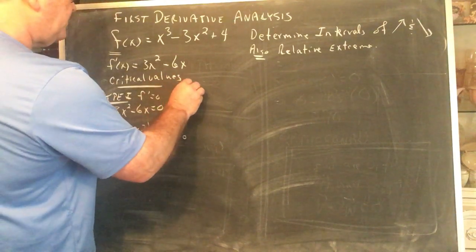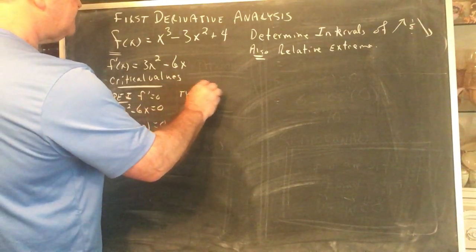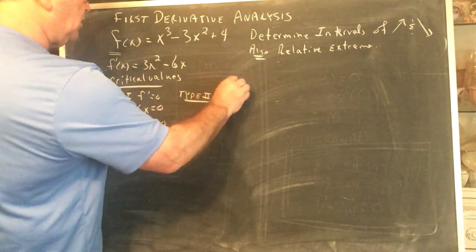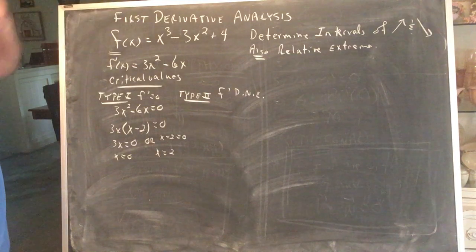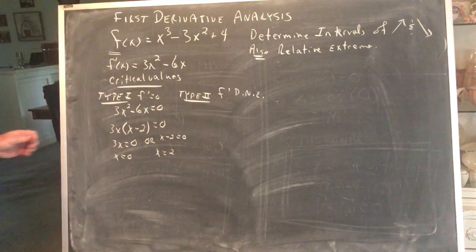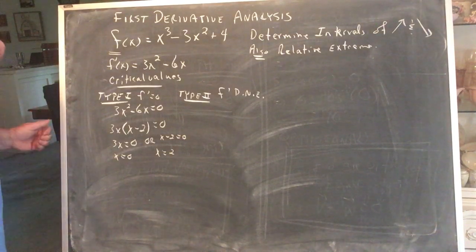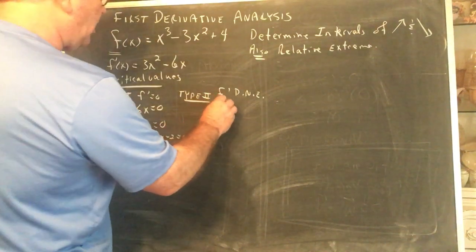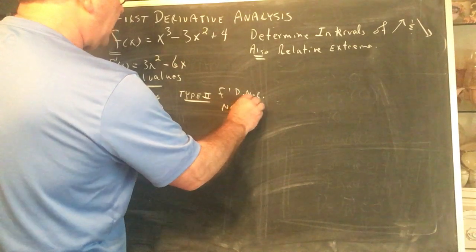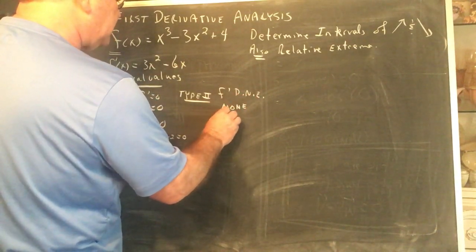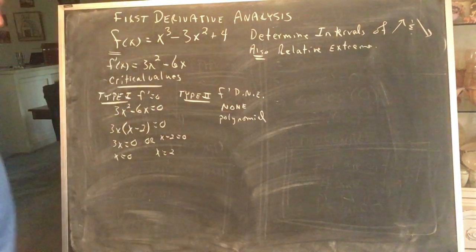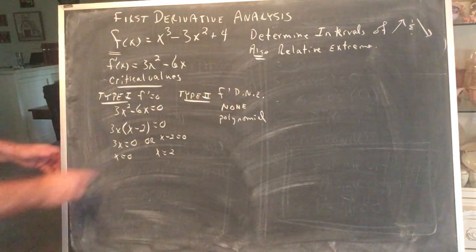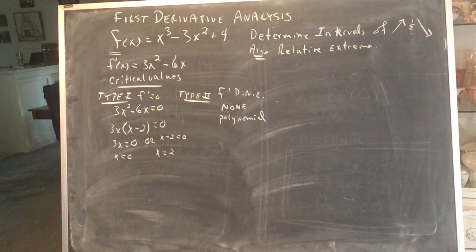Type 2 is where the derivative does not exist. Because this is a polynomial, the derivative is a polynomial, we know that polynomials exist everywhere. The domain is all the real numbers. And so there are none. There are no type 2 critical values, and the reason is because it's a polynomial. All right? So these are the only two cut values for the number line.